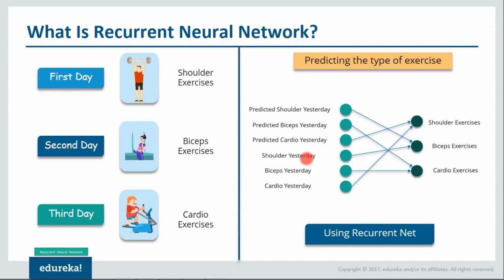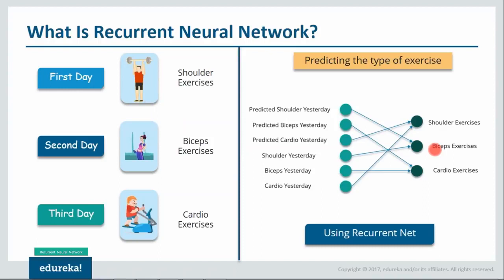So if the exercise that happened the day before yesterday was shoulder, then yesterday there were biceps exercises. Similarly, if biceps happened the day before yesterday, then yesterday would have been cardio exercises. Similarly, if cardio happened the day before yesterday, yesterday would have been shoulder exercises. And the prediction for the exercise that happened yesterday will be fed back to our network, and these predictions will be used as inputs in order to predict what exercise will happen today.